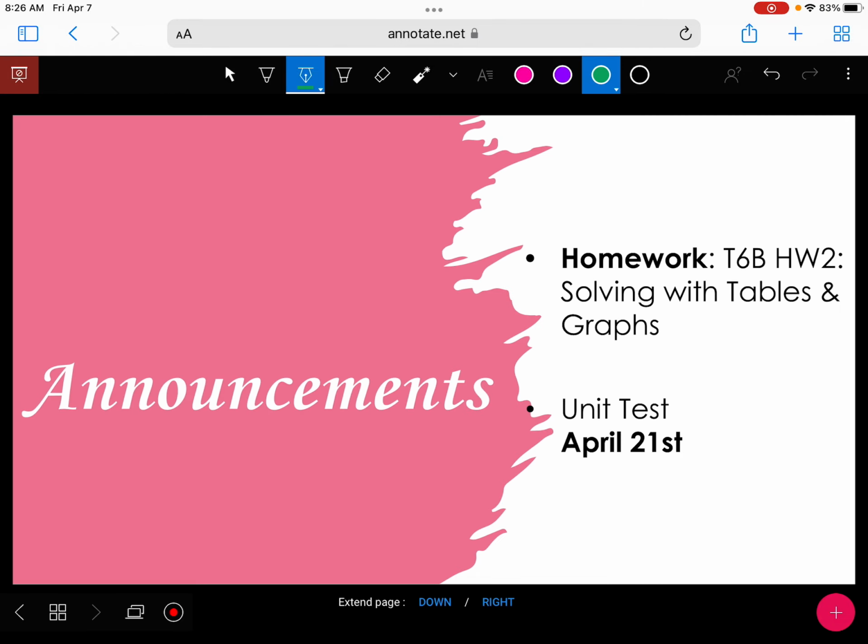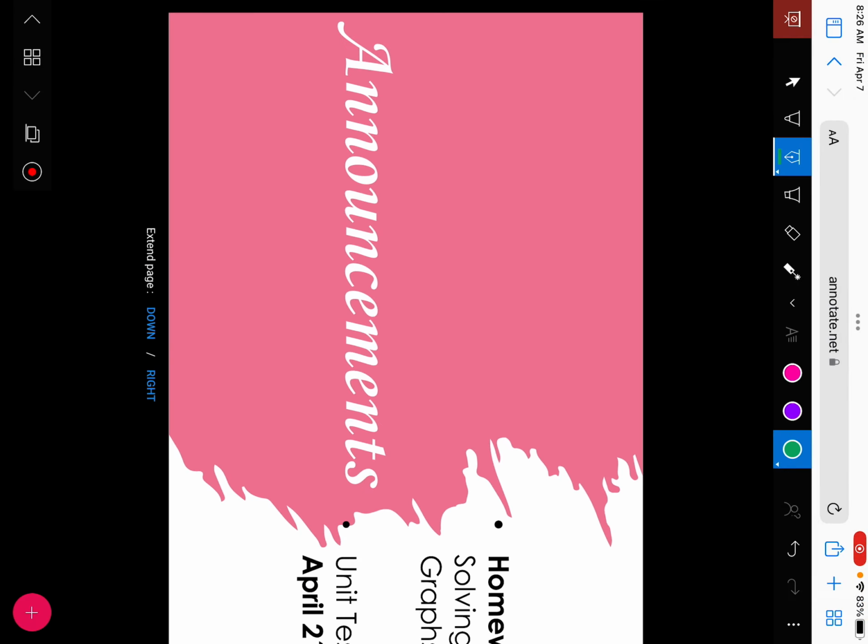Okay, so let me pull up the Canvas homework just so we can see it. That was a good chunk of what it is, as I recall. It also talks about graphs there.